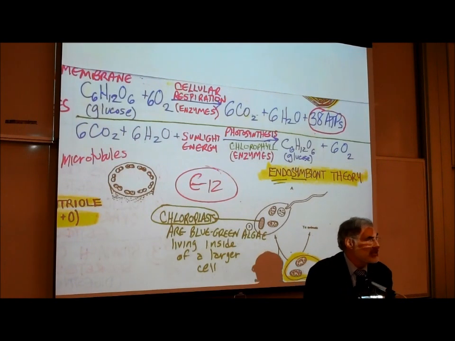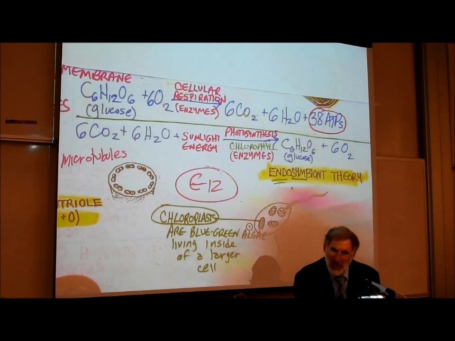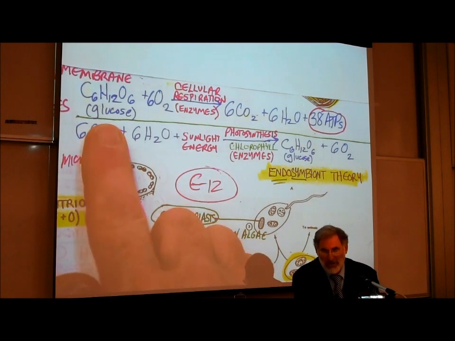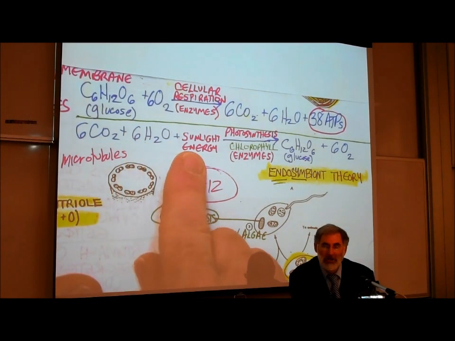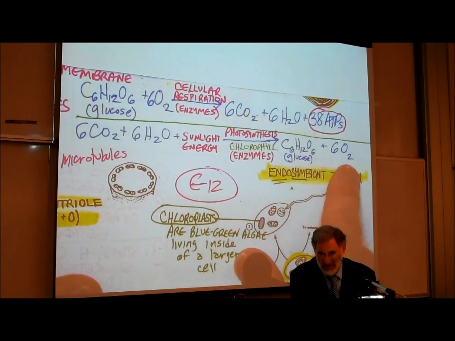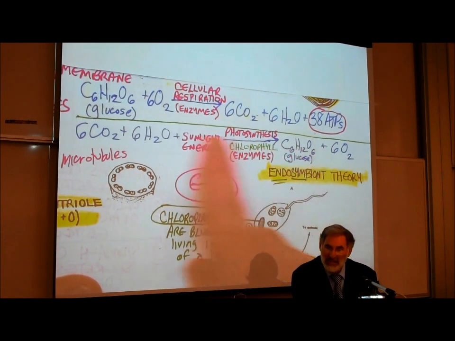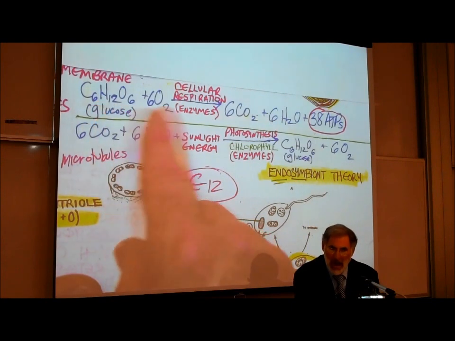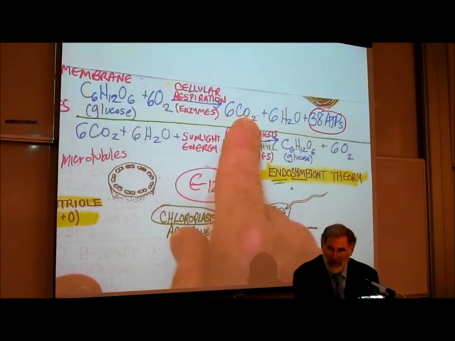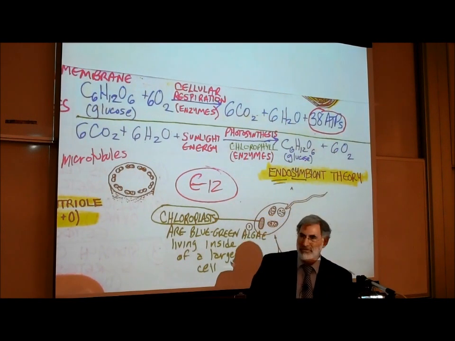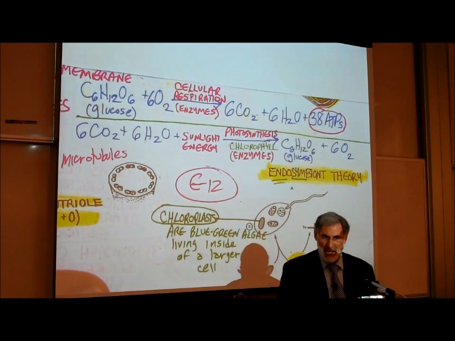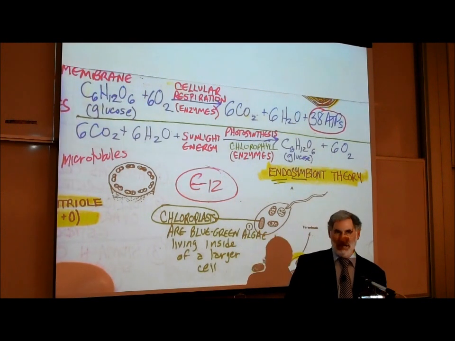Aren't they the reverse of each other? You'll notice that in photosynthesis, carbon dioxide and water and energy are turned into sugar and oxygen. In cellular respiration, sugar and oxygen are turned into carbon dioxide, water, and energy in the form of this gasoline called ATP. Now, there's a lot more going on here.